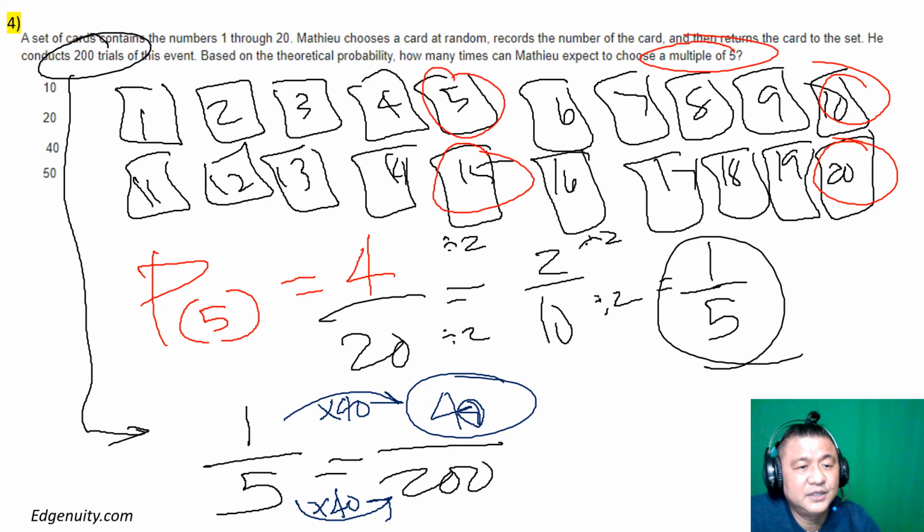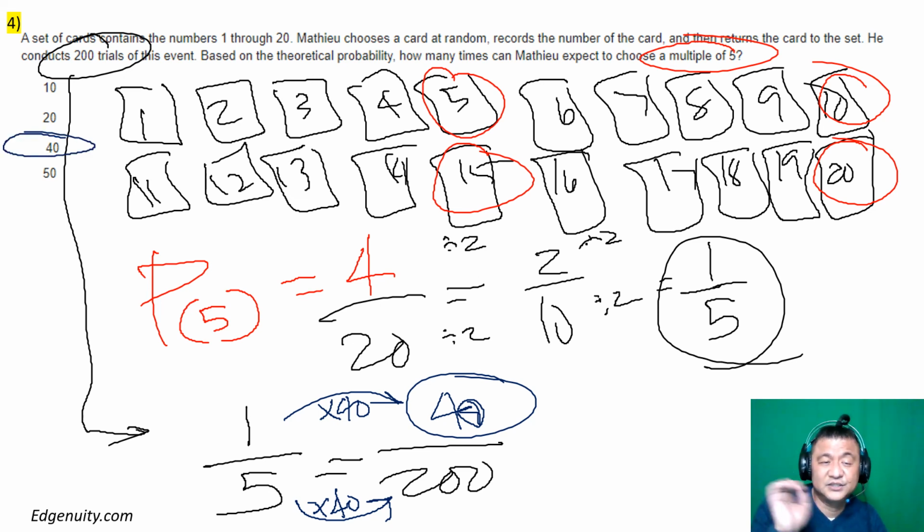So what can you say? Out of 200 trials, 40 of those will be a multiple of 5. But it's not a guarantee, but it's near 40. You could get 39 or 40, 43 or 41, as long as it's near 40.